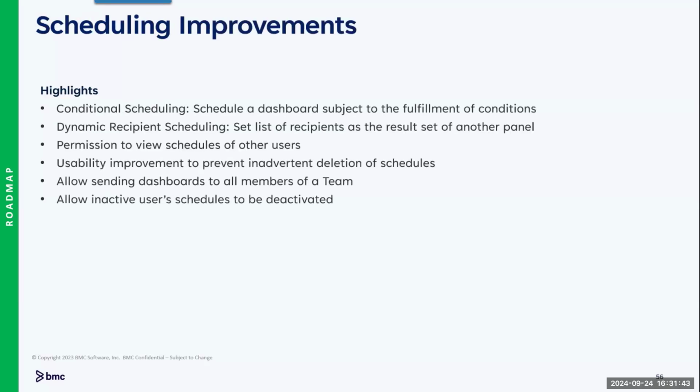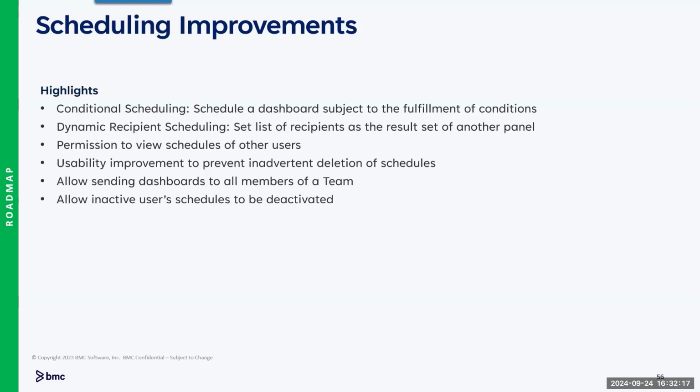Scheduling improvements. As I said, scheduling is one of the most common ways for consumers of information to receive their dashboards, so we'll continue to innovate in this area. Conditional scheduling is about scheduling a dashboard only if it fulfills certain conditions. So for example, if a dashboard has no data, then don't send it to the recipients. What's the point in viewing a blank attachment? So we'll look at some of these use cases.